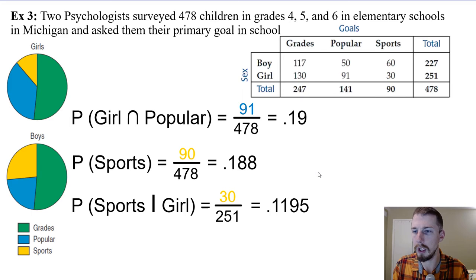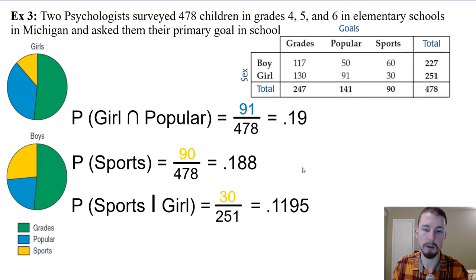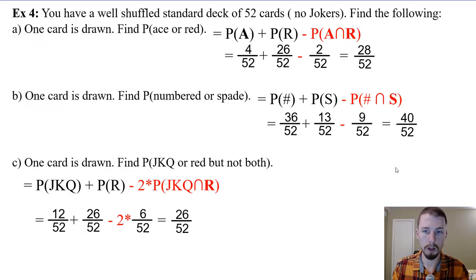In fact, for boys, it would be 60 out of 227. So let me put that on the calculator real quick. So 60 divided by 227, which is going to be much higher than the 18.8%, because remember, this would be kind of like the weighted average of those two. So 26.4% compared to 18.8. Again, there's clearly, if we look at the yellow ones here, a big difference between those two.